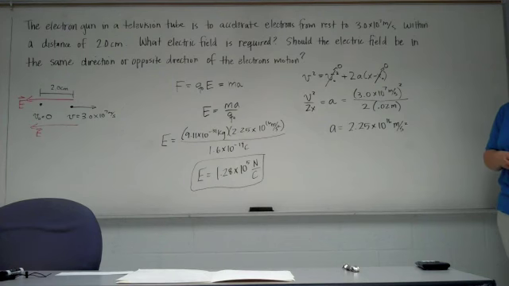How did you get the directions? We know the force on the electron needs to be to the right, according to the way we've drawn the picture. The force on any negative charge is always opposite the electric field. So the electric field had to be to the left.